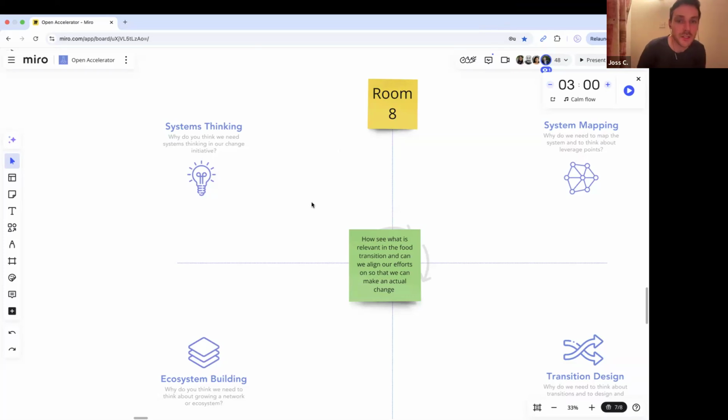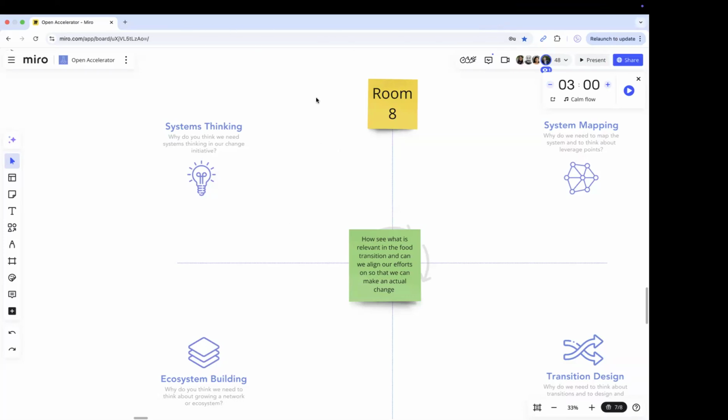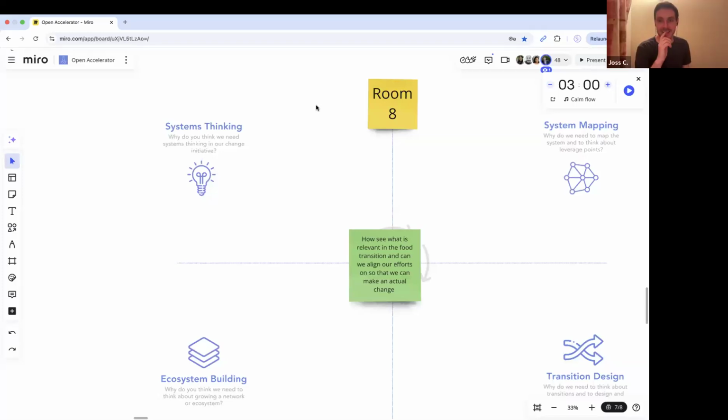Anybody else need help finding your room? I just need to pick one. The one that I was interested in, nobody came to it, so I'll just find a different one. Okay.